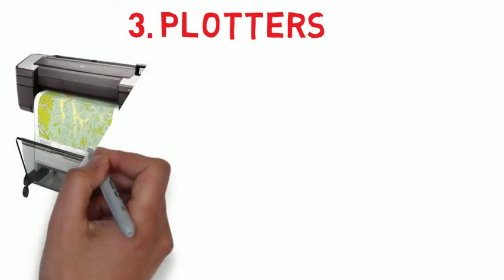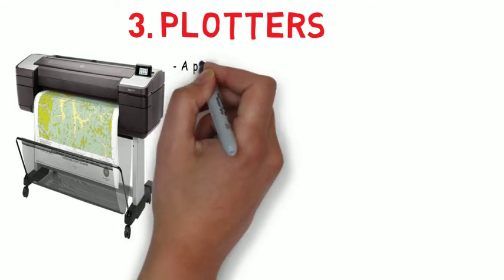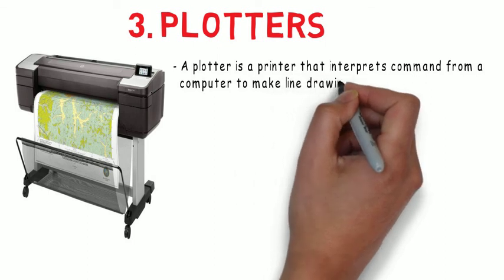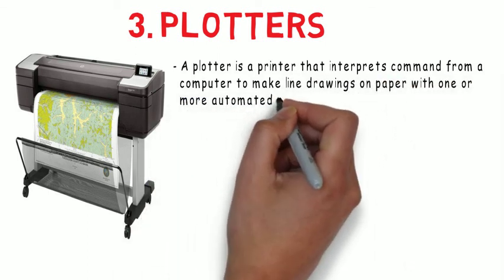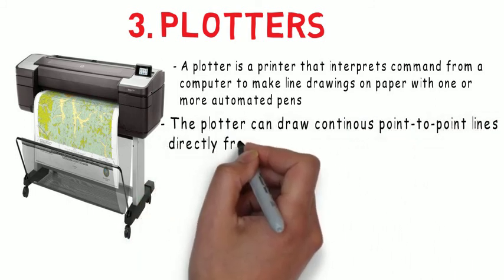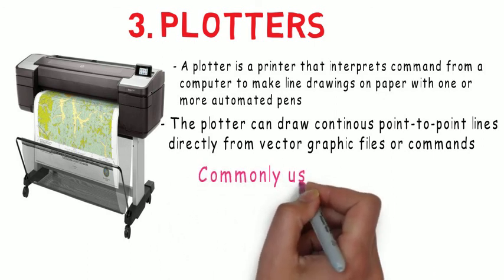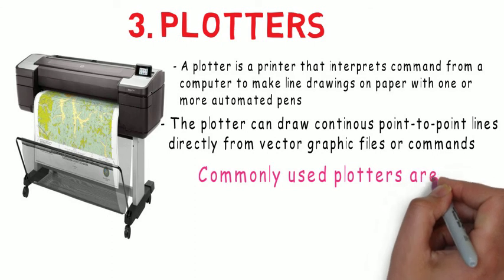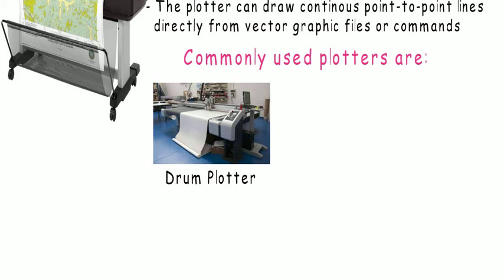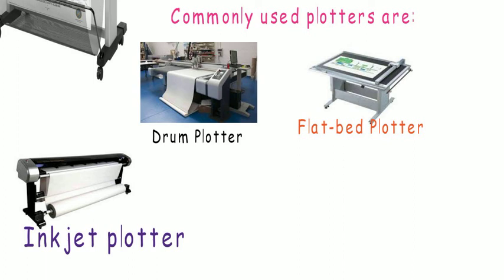A plotter is a printer that interprets commands from a computer to make line drawings on paper with one or more automated pens. A plotter can draw continuous point-to-point lines directly from vector graphic files or commands. Commonly used plotters include the drum plotter, the flatbed plotter, the inkjet plotter, and lastly the curtain plotter.